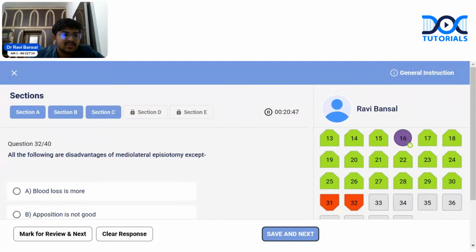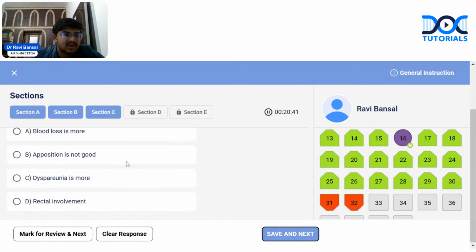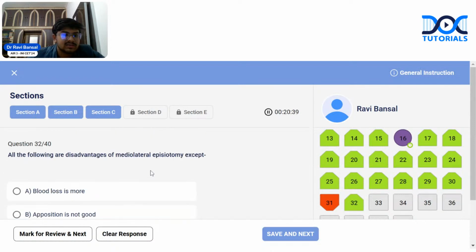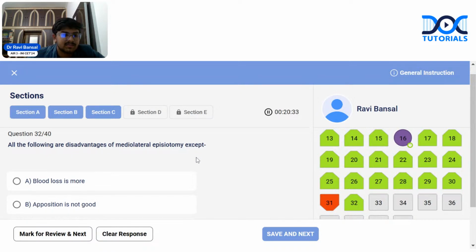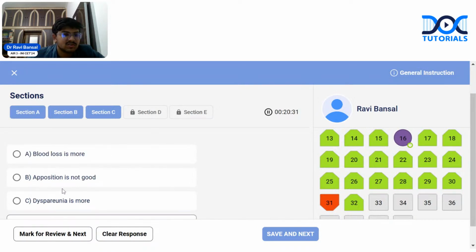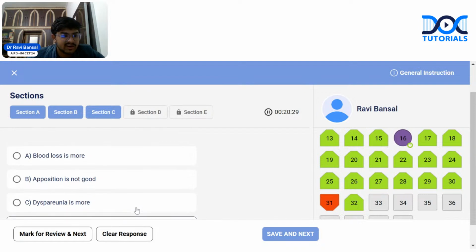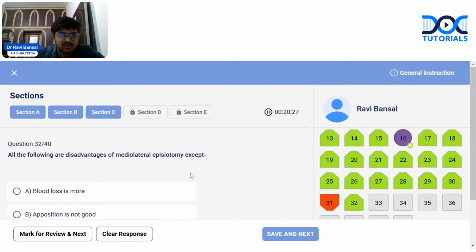All of the following are disadvantages of mediolateral episiotomy except. So, it cannot extend to rectal mucosa, no rectal involvement. So this is the only advantage of mediolateral episiotomy. They have asked all are disadvantages except, so blood loss is more, postpartum dyspareunia is more. There is no rectal involvement in mediolateral, so we choose this.